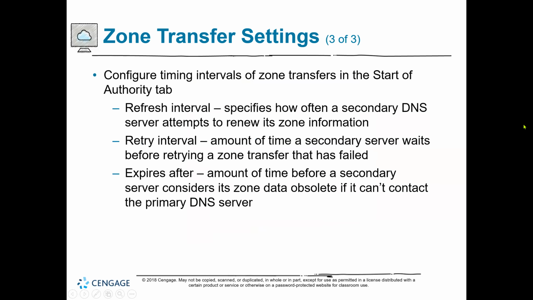Configure timing intervals of zone transfers in the Start of Authority tab. Refresh interval specifies how often a secondary DNS server attempts to renew its zone information. Retry interval is the amount of time a secondary server waits before retrying a zone transfer that has failed. Expires after is the amount of time before a secondary server considers its zone data obsolete if it can't contact the primary DNS server. So they go in steps: refresh, retry, expire. Does that make sense?